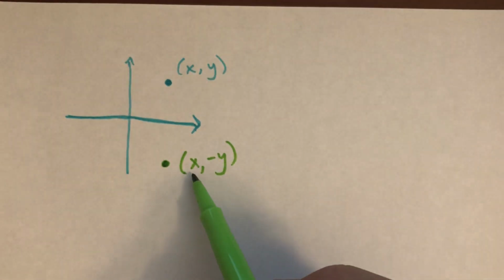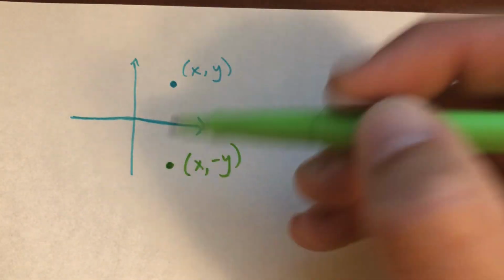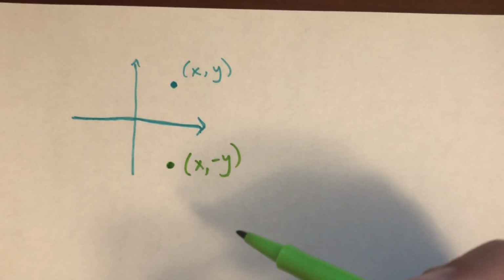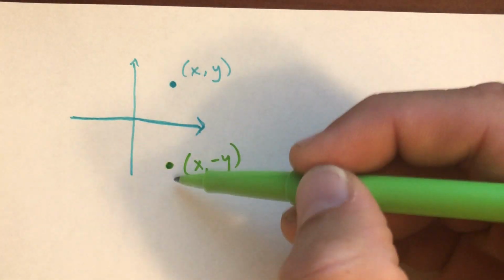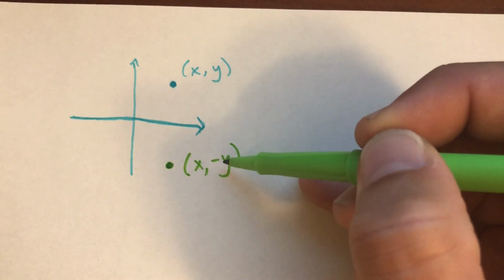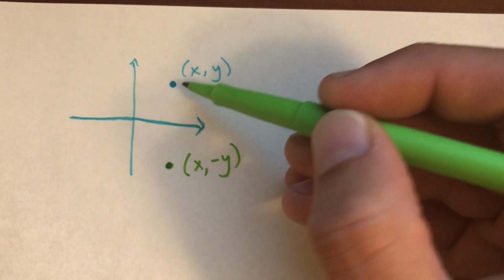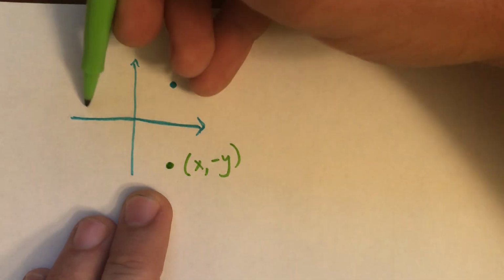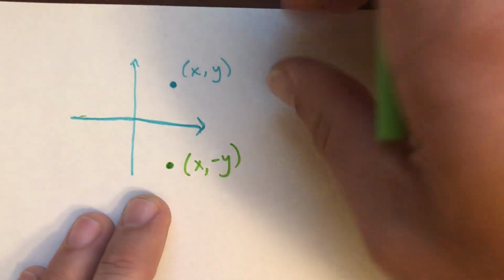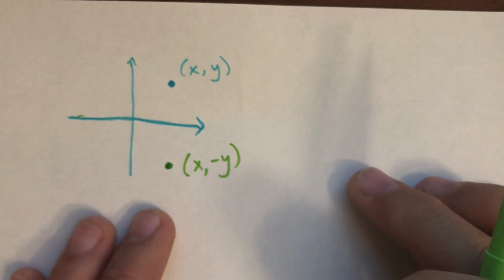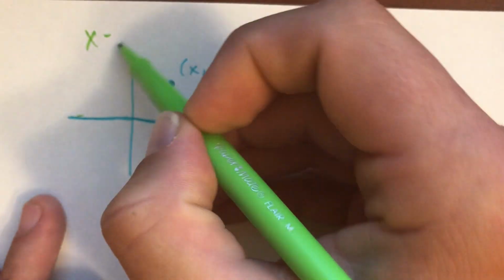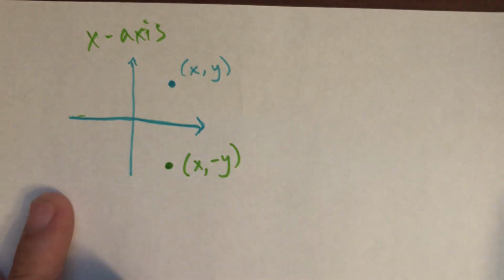So we would have the same x value because the horizontal location is the same, but the vertical location is just different, right? So we're essentially taking our paper and folding it over this x-axis, and hey, this is going to lay right on top of that other one, right? So this is x-axis symmetry.